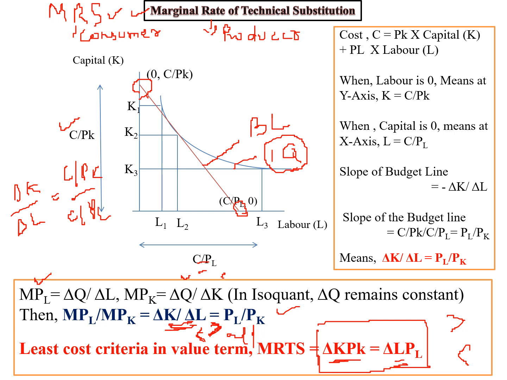What is addition and what is replacement of the resources, I will discuss in my next video. Till now, you all should know that marginal rate of technical substitution in value terms is nothing but getting the minimum, the least cost criteria, it is delta K into Pk equal to delta L into PL. Marginal rate of technical substitution can also be expressed in marginal productivity terms as well. According to the criteria and the data in your hand, you have to decide which formula will be better for you for taking the decision.